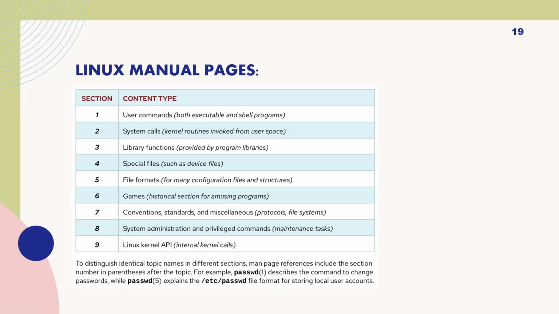Now if you want to look up the commands related to files, they will be in section 5, which is file formats. And if you want to run any administrative or privileged commands, they will be in section 8, and while running these commands you will be asked for admin credentials. Okay, so let's head over to the terminal and practice this.